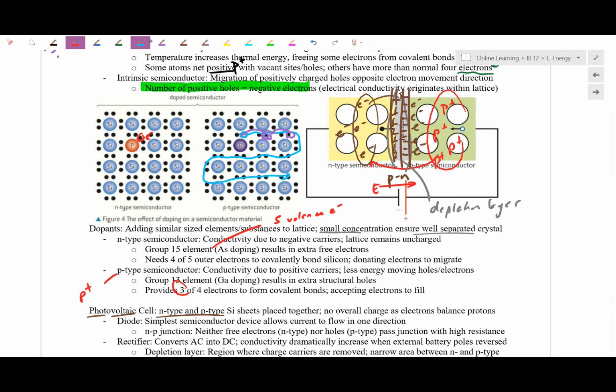Now what we're going to do, and we'll do this more in the next lesson as well, is apply solar energy. We're going to still create more electrons, create more holes and whatnot. They can't jump the gap. That depletion layer is forcing them to stick around.